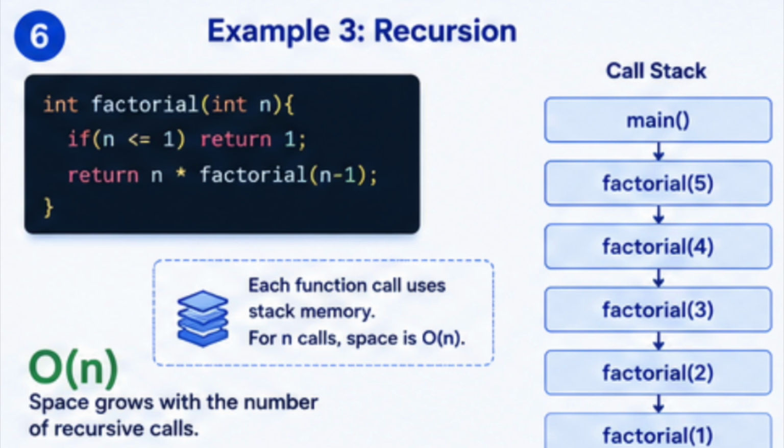Now, let's look at recursion. Every recursive function call is stored on something called the call stack. Imagine calculating the factorial of 5. The function calls itself again, then again, then again. Each call stays in memory until the answer comes back. If there are 5 recursive calls, 5 stack frames exist at the same time. If there are 1000 recursive calls, 1000 stack frames are created. That's why recursion often uses O(n) extra space, even when the code looks small. This is an important concept in interviews. Many people calculate the time complexity correctly, but forget about the memory used by recursion.